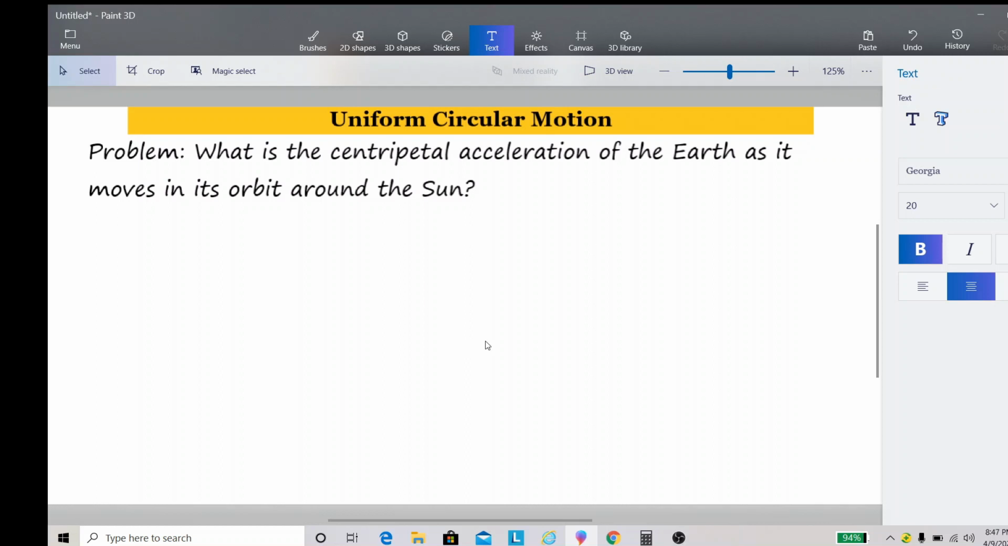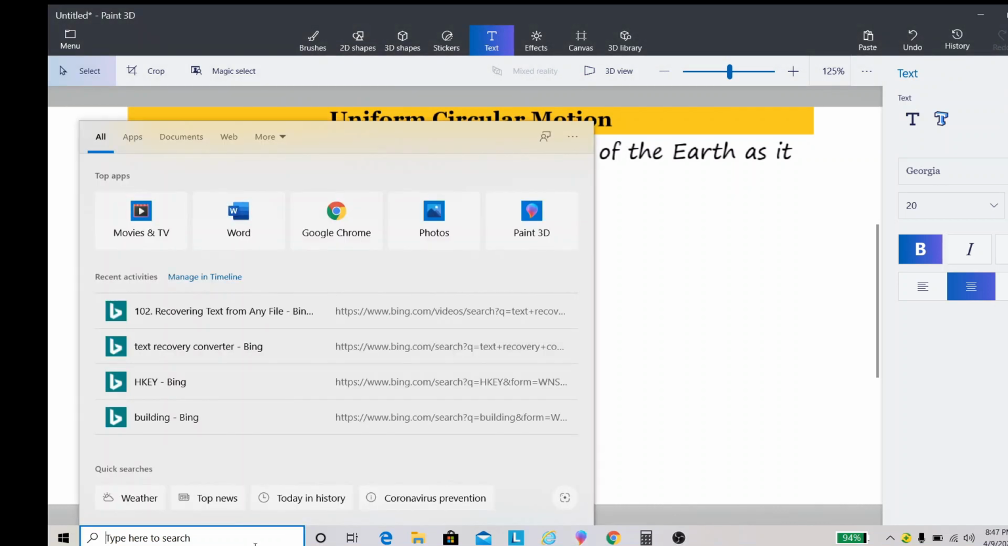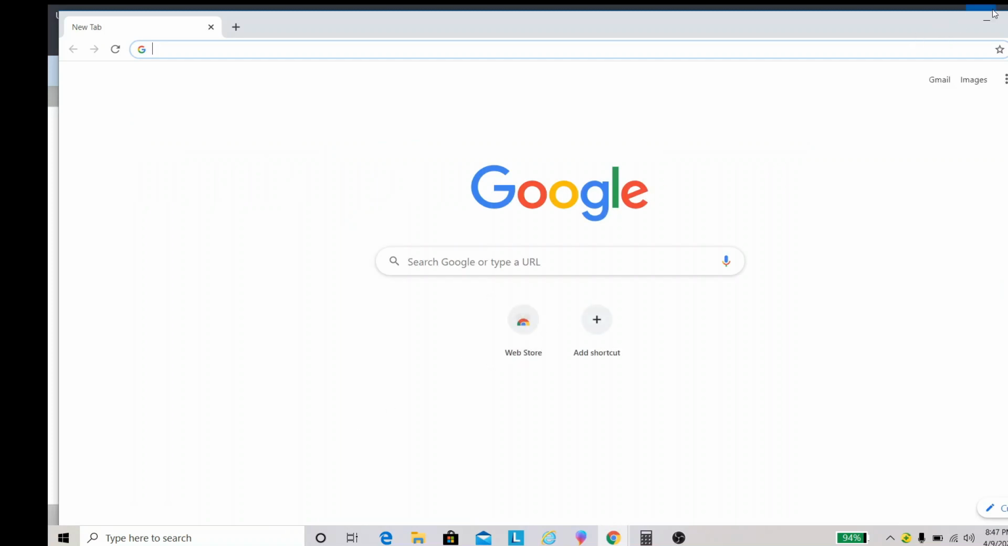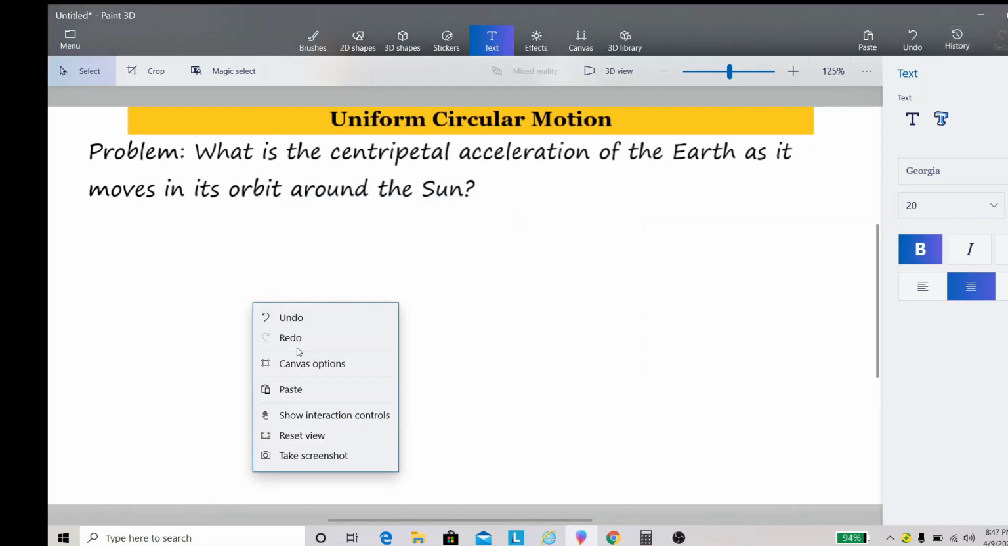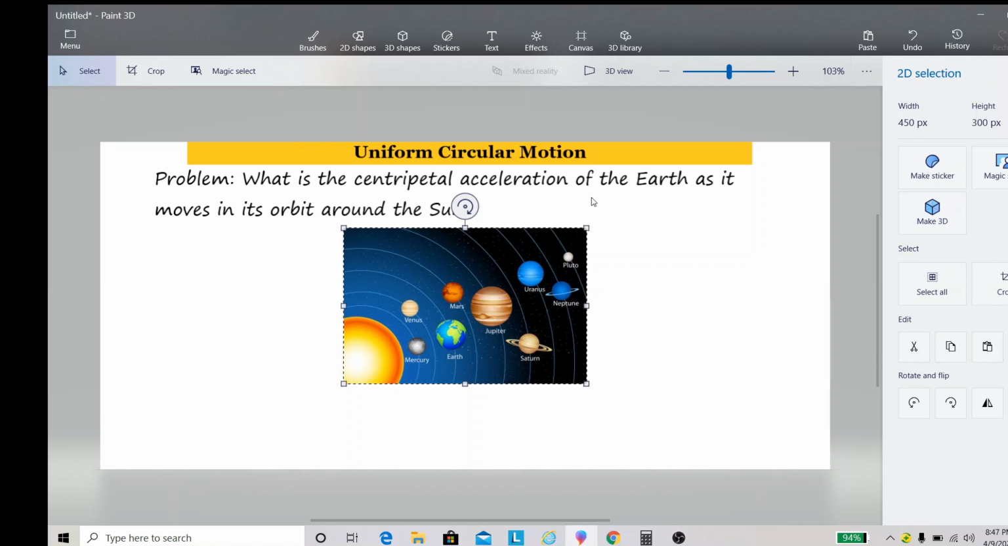Pag-aralan nga natin, ano ba yung alam natin diyan sa pag-move ng Earth around the Sun. Okay, kuha tayo ng mga pictures. Okay. So maybe in Google we have some pictures. Okay, here.